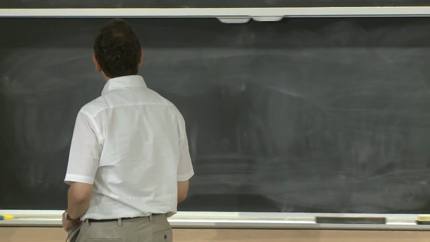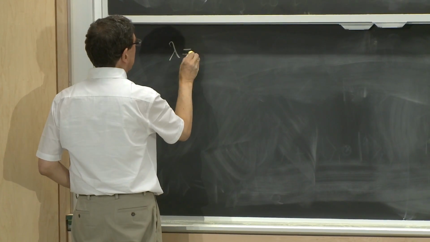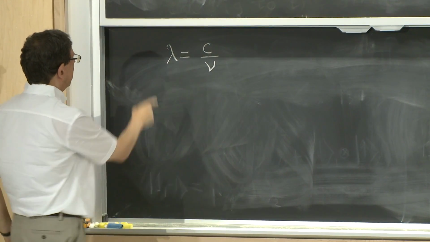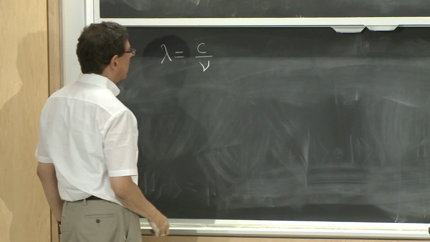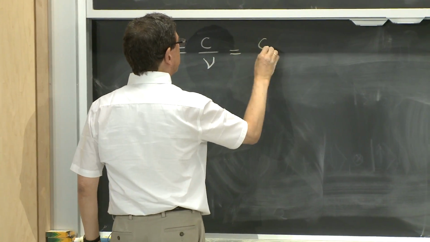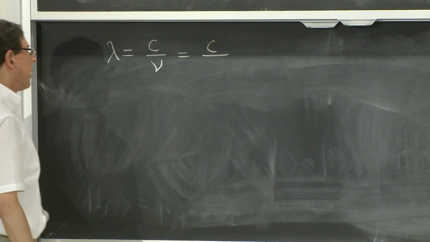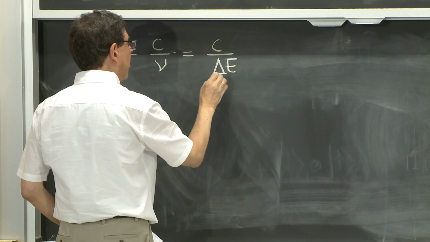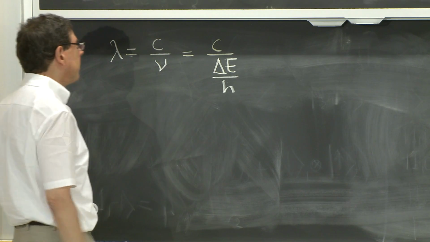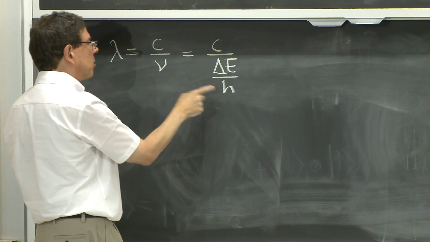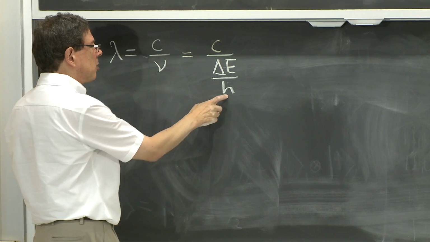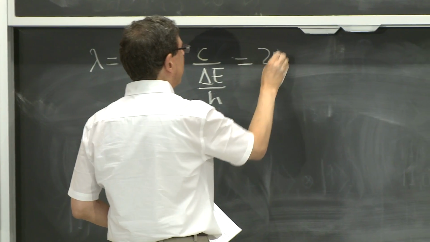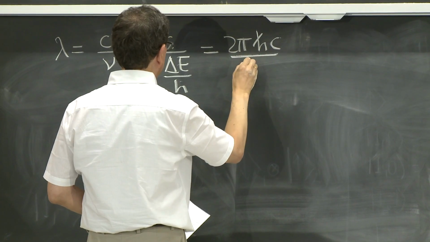So for that, we have that the wavelength is c over the frequency. Frequency times wavelength is the speed of this object. And c over, now you would have delta E over h, not h bar. We're talking normal frequency, not angular frequency. This h is 2 pi h bar, so here we would have 2 pi h bar c over the delta E.